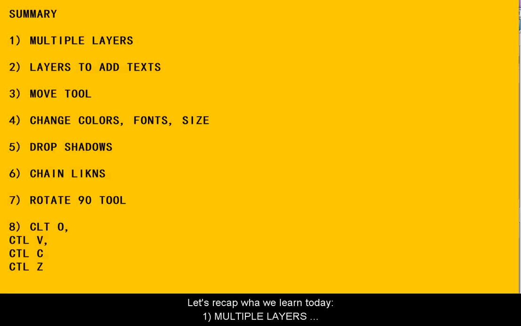Let's recap what we've just learned. First, we've used multiple layers. Second, we've used layers to add text. Third, we've seen the move tool. Fourth, we've seen how to change text, colors, fonts, and size. Fifth, we've used the special effect drop shadow. Sixth, chain linking. Seventh, the rotate tool. Eighth, shortcut keys like Ctrl+O, Ctrl+V, Ctrl+C, Ctrl+Z.